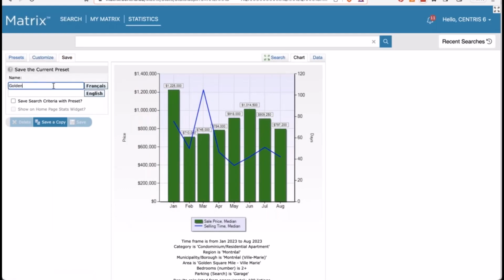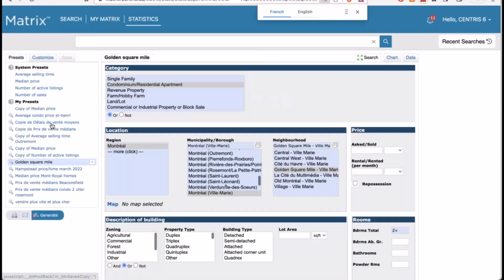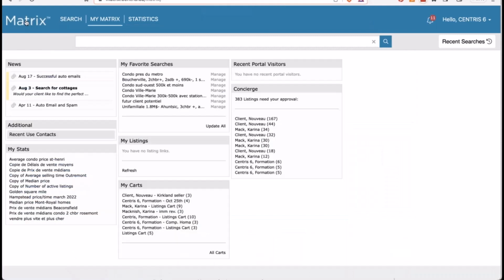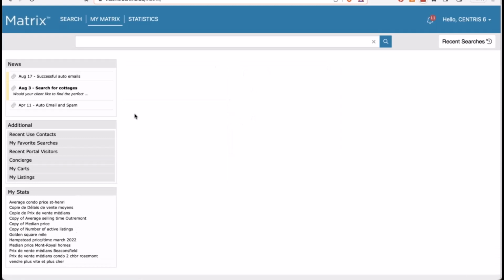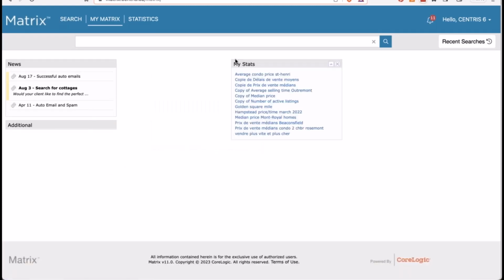So I can say golden square mile, and save with the search criteria with this preset, and I can show it on my homepage stats widget and save here and see it is right there. What I also did is I ticked the box to add it on my homepage. So if you did not know, your homepage is customizable. There are widgets, and what I did here is said, yes, I want it on my widget.